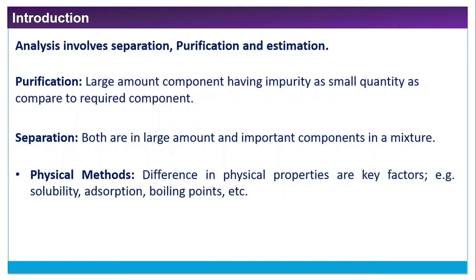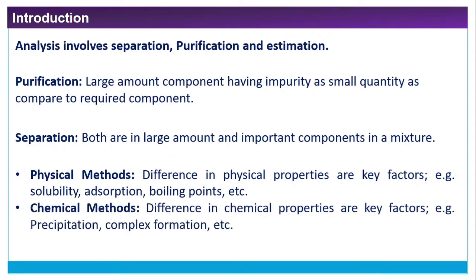In the physical method, differences in physical properties are the key factors. Those are solubility, adsorption, boiling points. So by using differences in physical properties, we choose suitable techniques. These are the separation methods called physical methods. While in chemical methods, differences in chemical properties are the key factors, for example precipitation and complex formation. So differences in chemical reactions and chemical properties of the substances can be used for the separation of the components, and that is called chemical methods of separation.